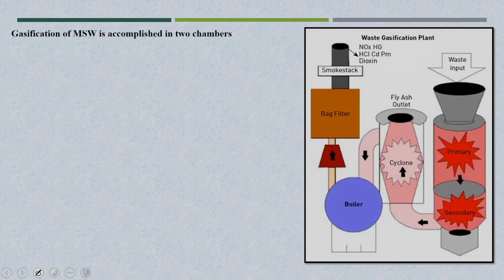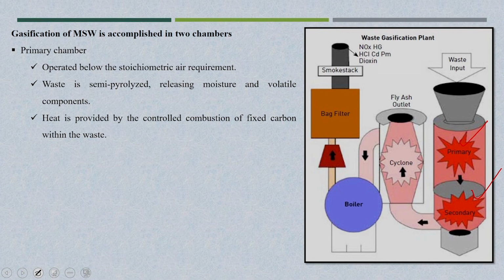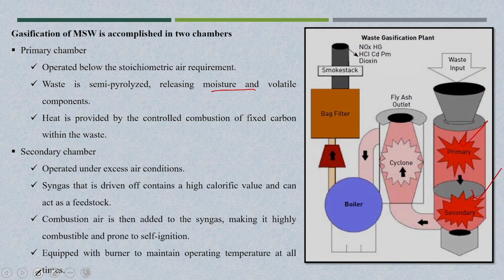Now, gasification of MSW is accomplished in two chambers. Here you will see that there are two chambers, one is the primary chamber and the second is the secondary chamber. The primary chamber is operated below the stoichiometric air requirement, so the waste is semi-pyrolysed, releasing moisture and volatile components. Heat is provided by the controlled combustion of fixed carbon within the waste. So, here is the primary chamber. The idea of this primary chamber is to release the moisture, that is the major one, where the temperature will also be low, and the secondary chamber is operated under excess air condition.